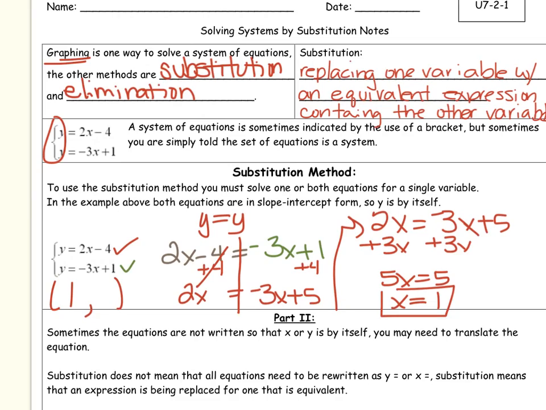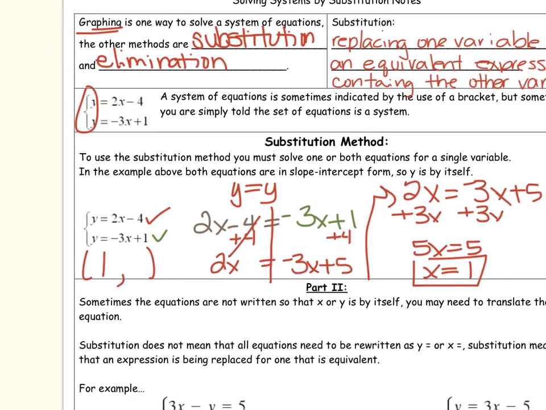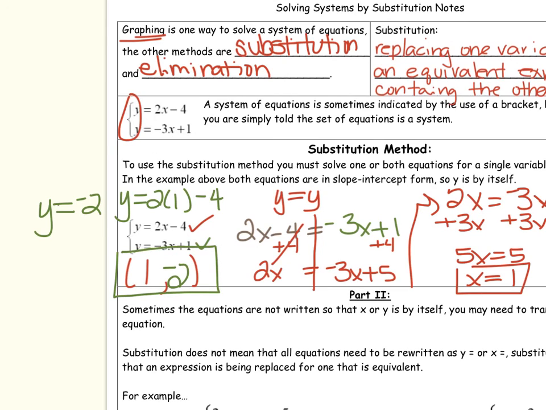So how do I find the value for y? Well, I just take out x in either of these two equations, and I plug in y. So I'm going to do it in the first equation. I'm going to take out x, and I'm going to plug in 1. And I get 2 times 1 minus 4. And what I end up getting, and I'll write it off to the side, is y equals negative 2. So my solution to this system of equations is x equals 1 and y equals negative 2.